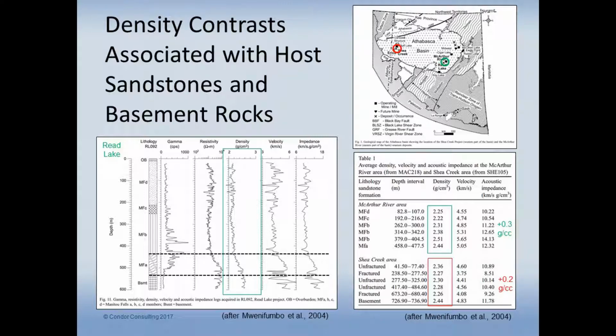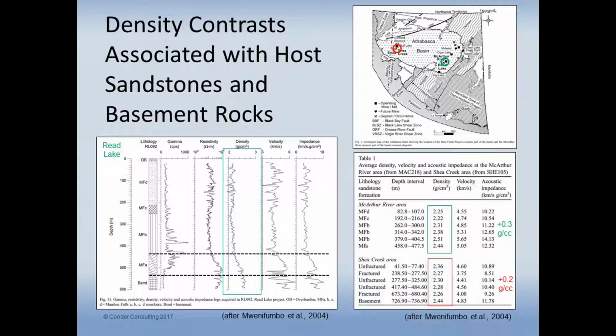And one interesting bit of work that was done was by Jonathan Mutafumbo, and they did a series of borehole logs. And I think some of this was in the X-Tech volume, but I pulled a table and a chart here. The table refers to both the McArthur River and the Shea Creek areas. This chart is just from Reed Lake, which is, I guess, so close to the McArthur River.